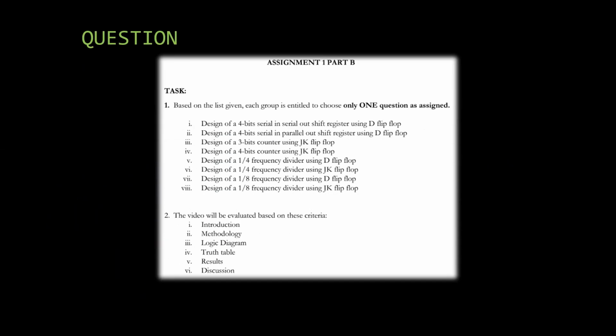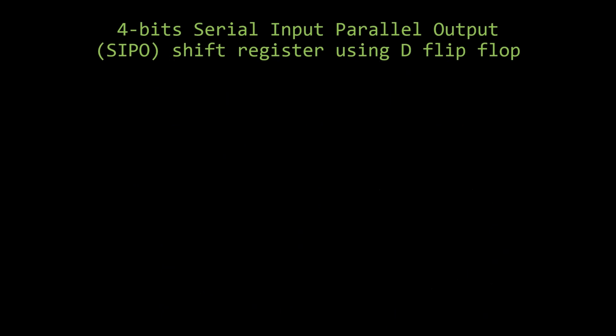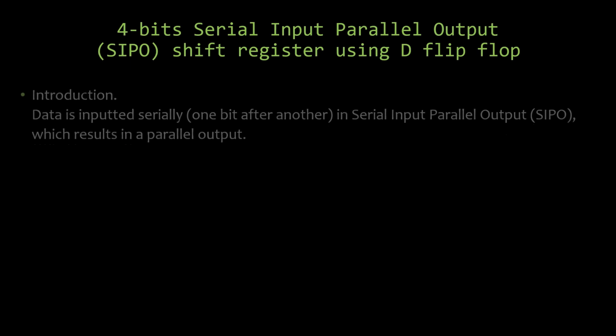The question that we got is to design a 4-bit serial in parallel out shift register using D flip-flop. In this video, we will cover the introduction, methodology, logic diagram, truth table, results, and discussion. So, the 4-bit serial input parallel output SIPO shift register using D flip-flop.